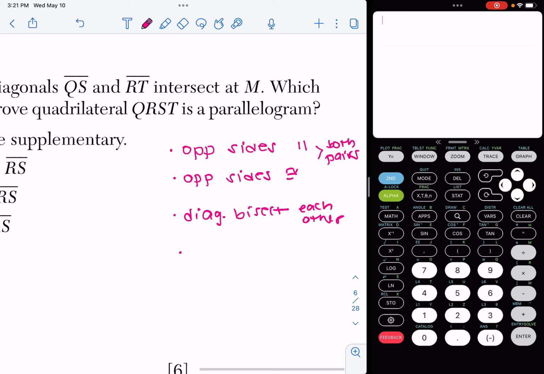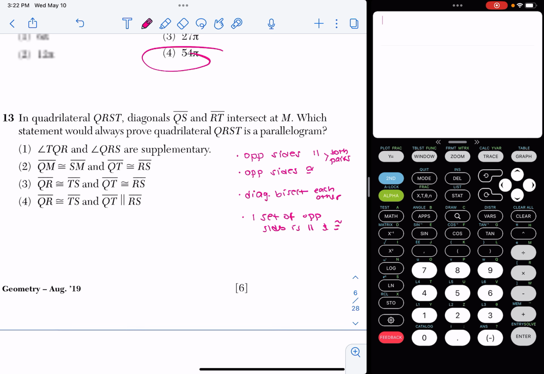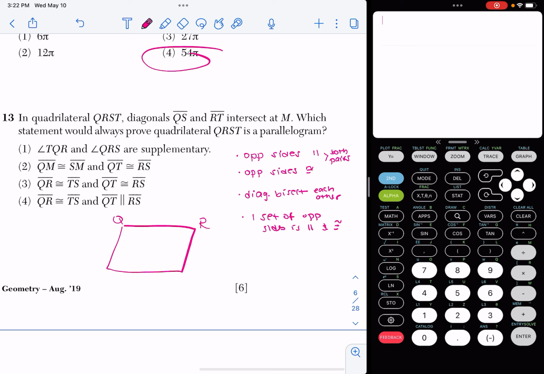And something else we could use is one set of opposite sides is parallel and congruent. So these are just some main ideas about parallelograms. I'm just going to look at my answer choices to see if one of these fits. And again, we'll draw a picture just to help us visualize what we're talking about. So QRST, when you're labeling your own shape, go in a circular manner.